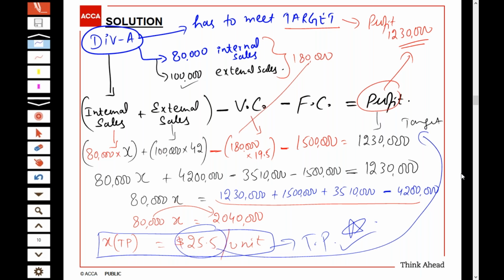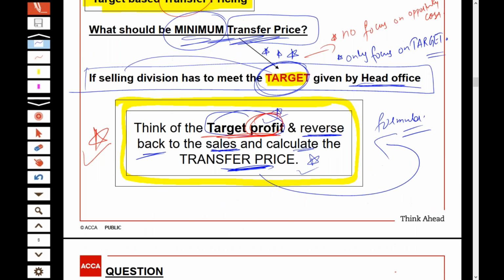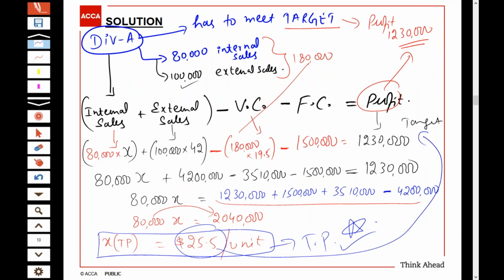Aisha Musani, transfer target profit is nothing but reversed. We have to think in a reverse manner. The capacity is 180,000. We have to calculate in a reverse manner to find the transfer price. You have to go back.